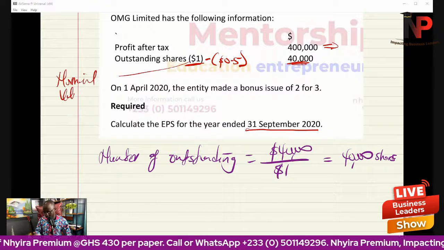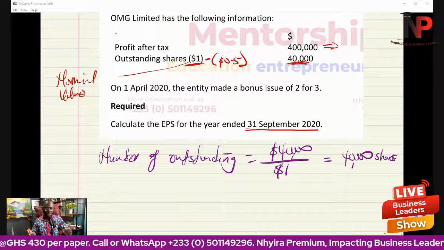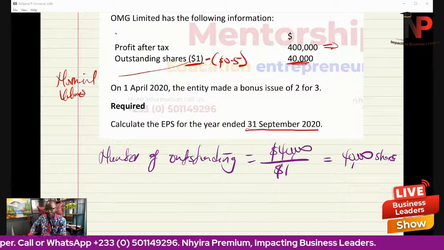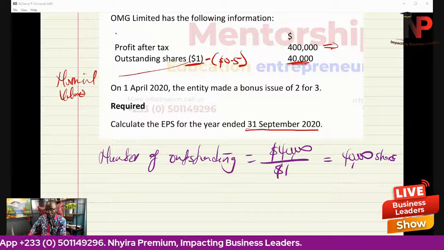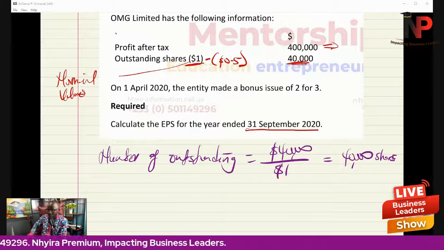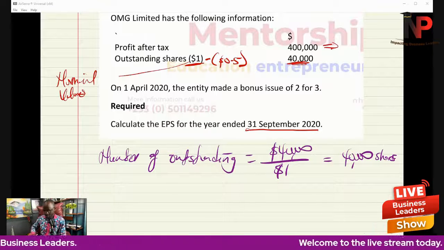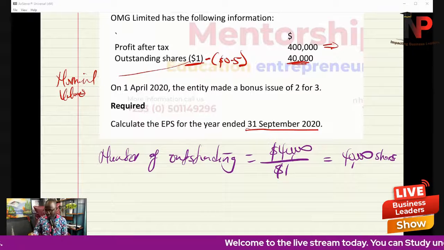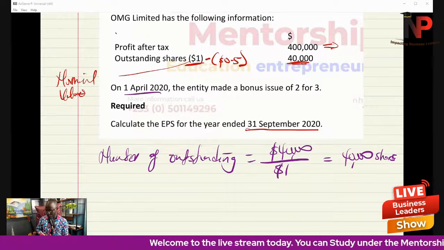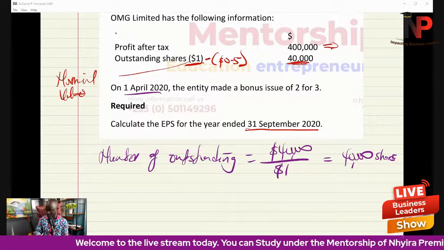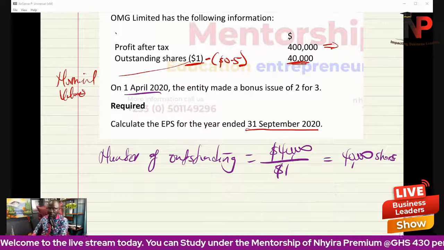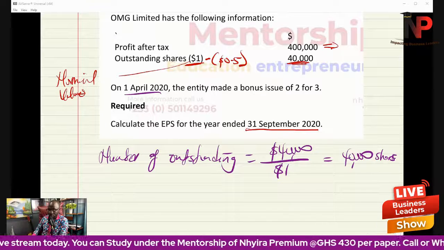The nominal value of the shares, the value at which the share is carried on the face of the statement of financial position. So we have to be mindful of that. Okay. Then it says, on 1st April 2020, the entity made a bonus issue of 2-for-1. All right, so let's see what is going on here for the period under review.